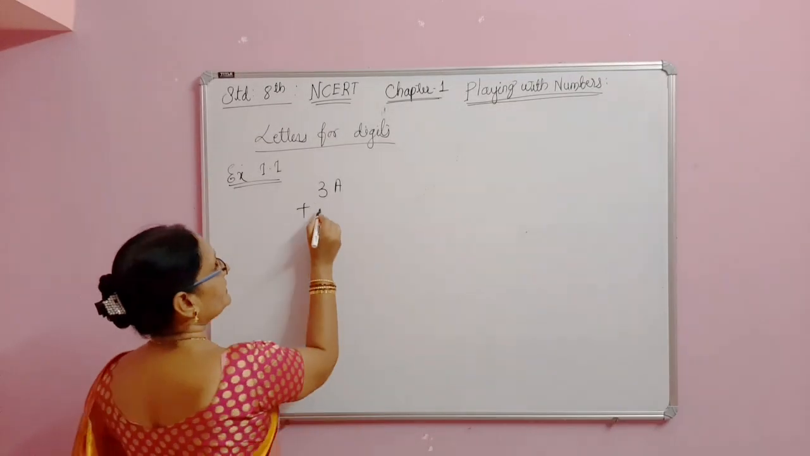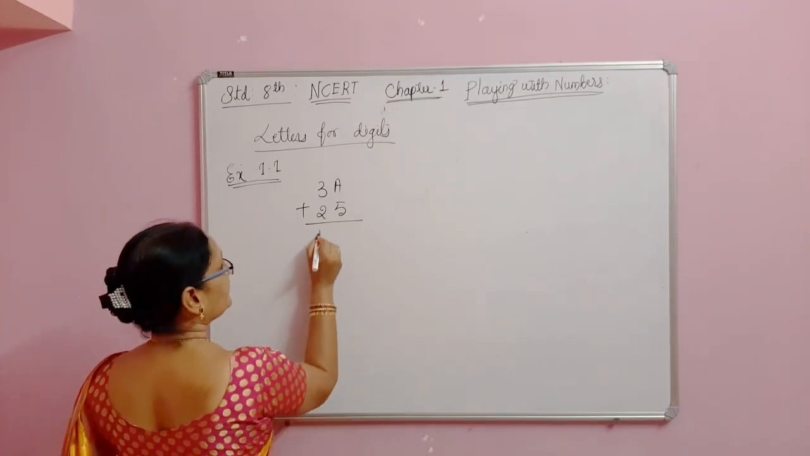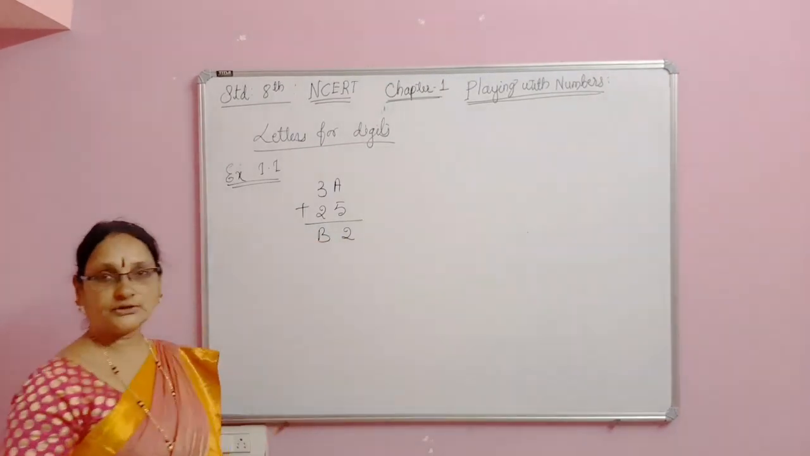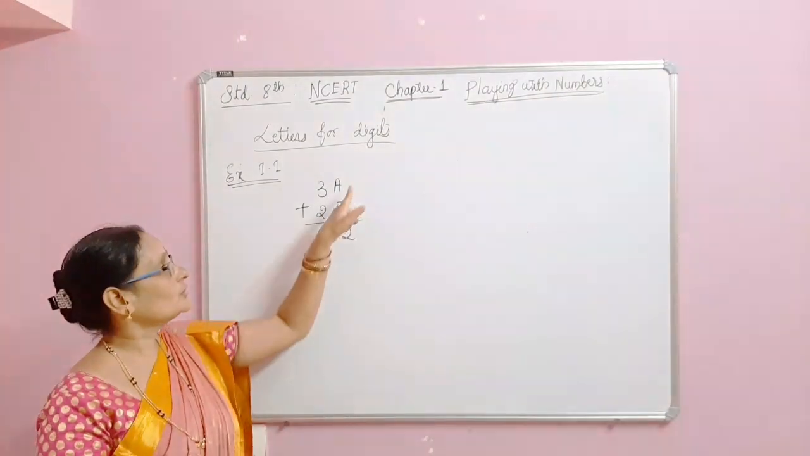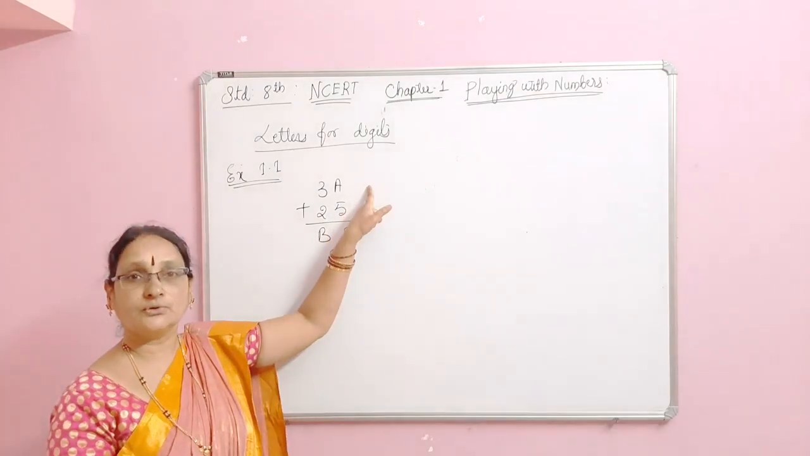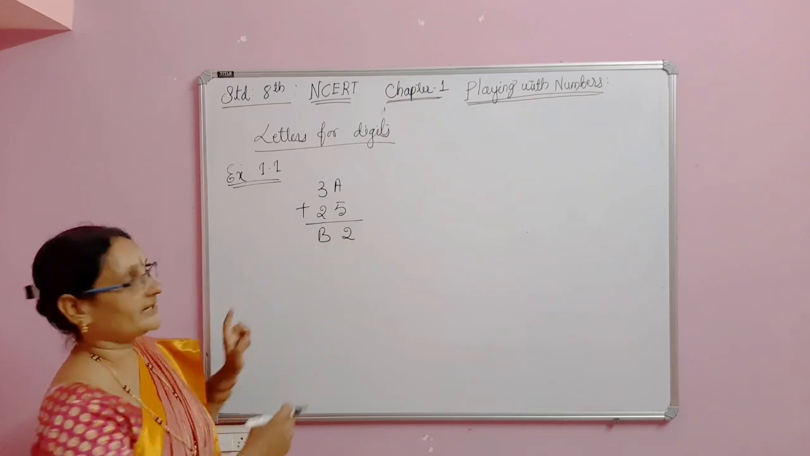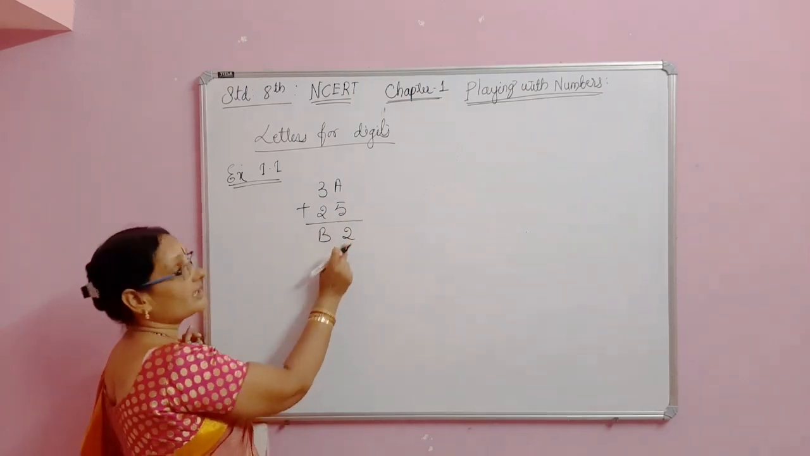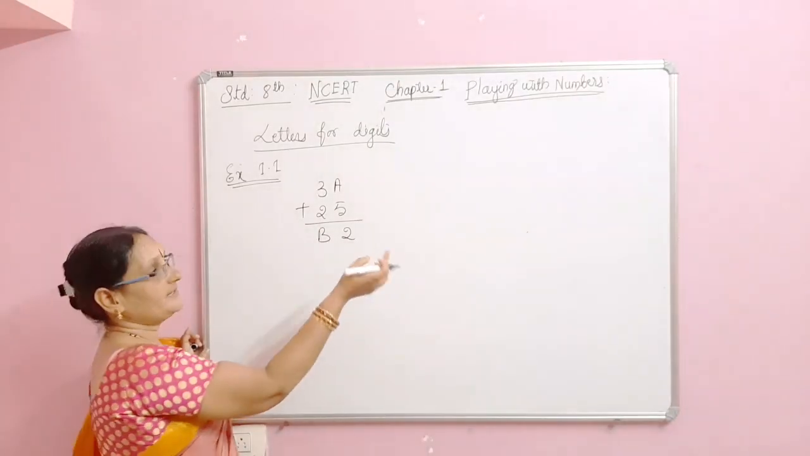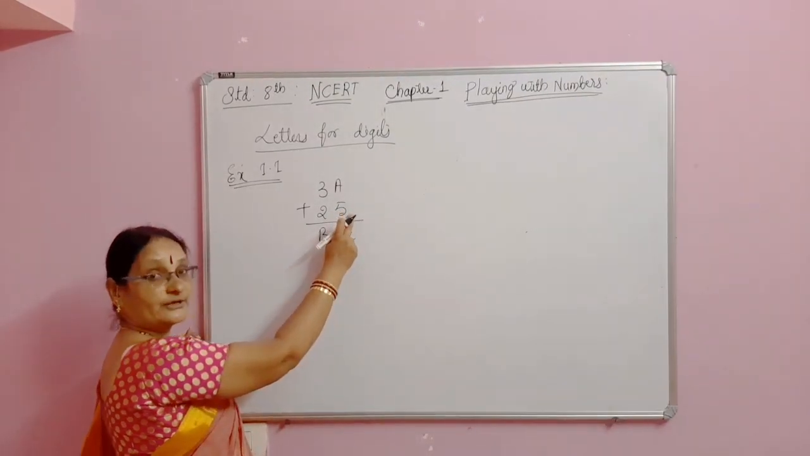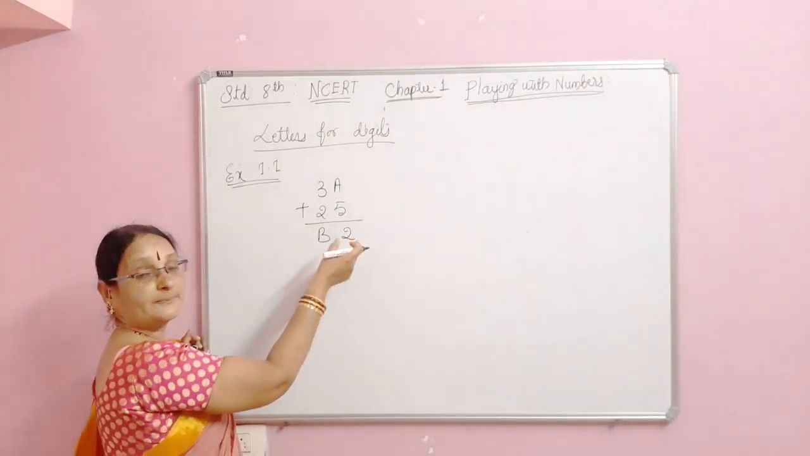3A plus 25 is B2. Here two letters are there, one is A, another is B. That means these two refer to different numbers. See here, A plus 5. On adding any number to 5, we have to get a bigger number, but here 2 is smaller. That means here it is a 2-digit number.